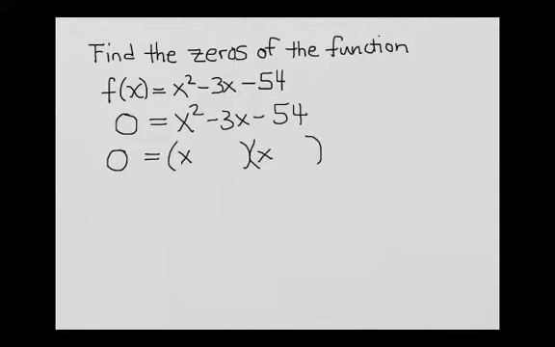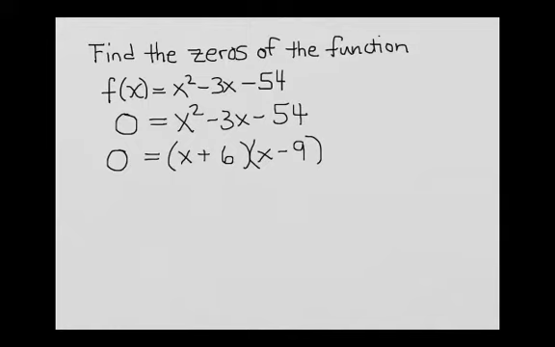We need to come up with two numbers. When we multiply them together, we get negative 54, but when we add them together, we get negative 3. So the two numbers that I can think of that we can multiply together to get 54 are 6 and 9. And when we add them together, we need to get negative 3. So that means that the 6 needs to be positive and the 9 needs to be negative.